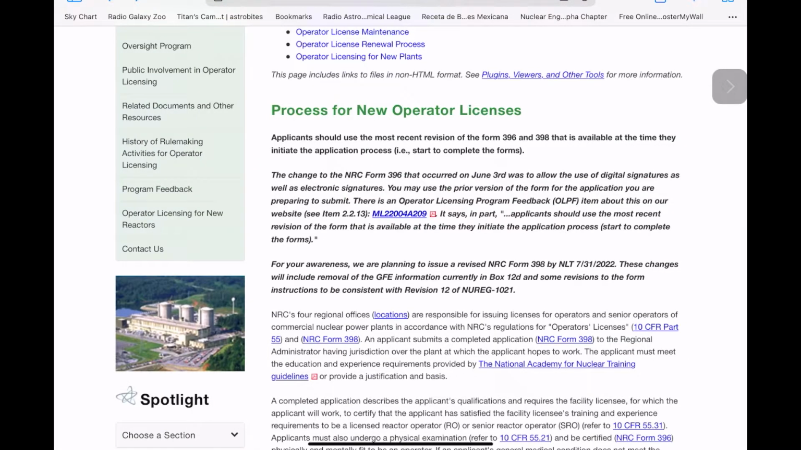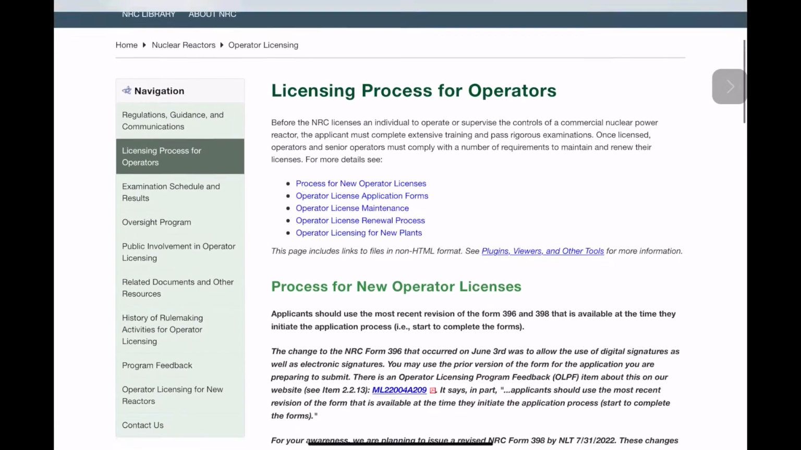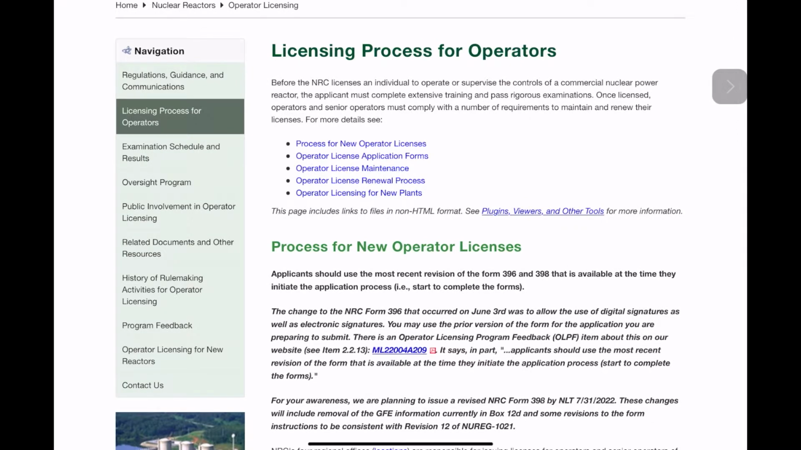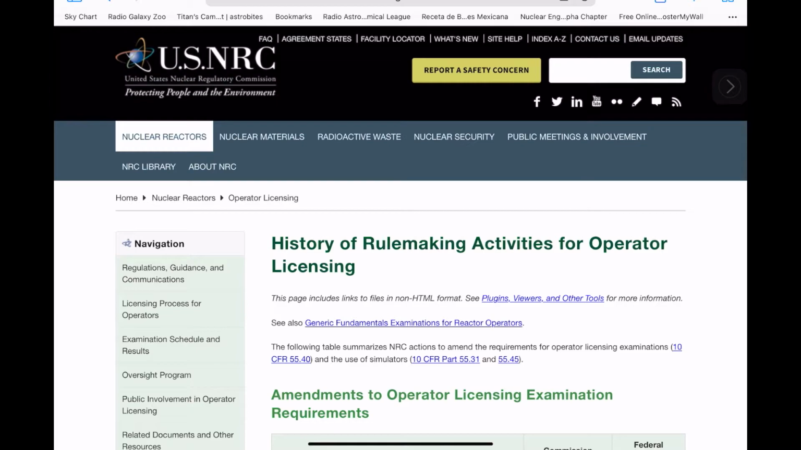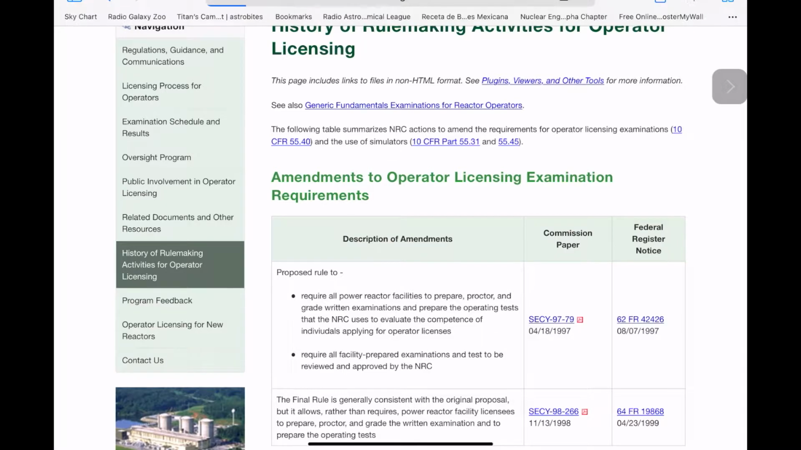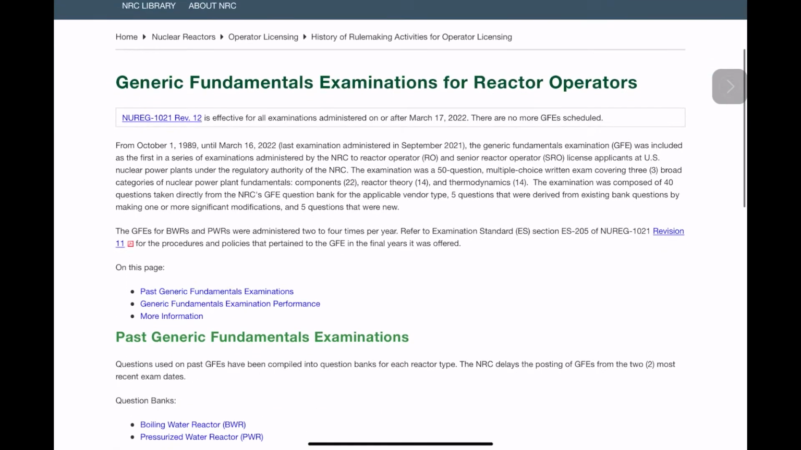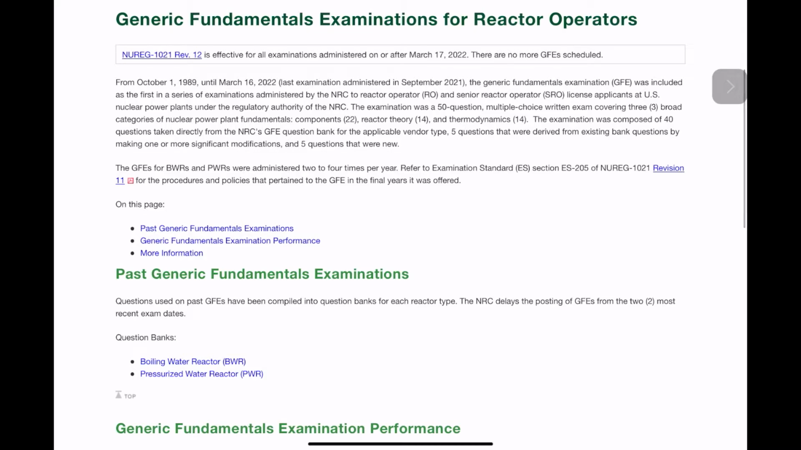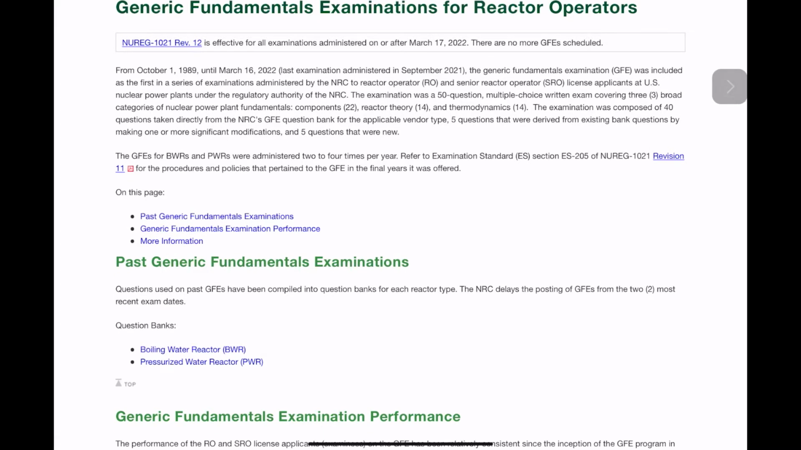Okay, so we look into what we are here for, the GFEs, right? So now we are talking about the GFE, the Generic Fundamentals Examination for Reactor Operators. And I think this examination is a very complete examination because you see the different components and how they interact in the nuclear power plant, how they affect it. And they give you different examples of situations in the power plant. I think that's really good, especially if you don't have that much experience.